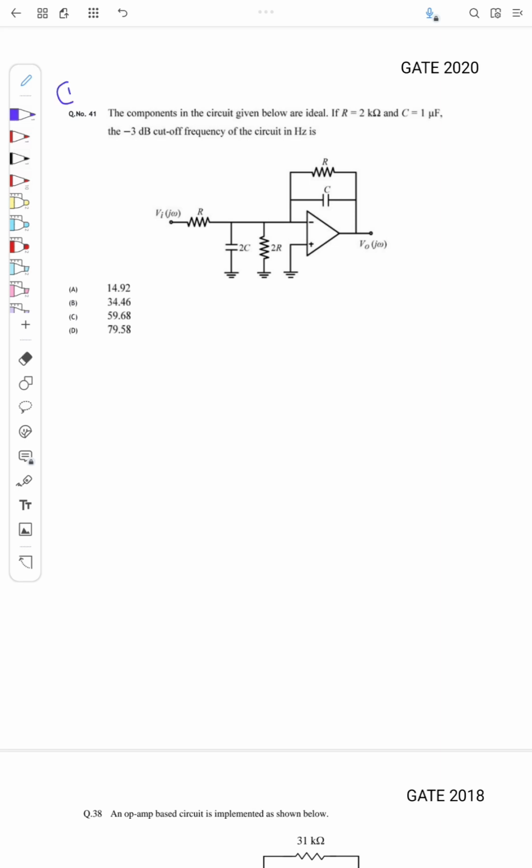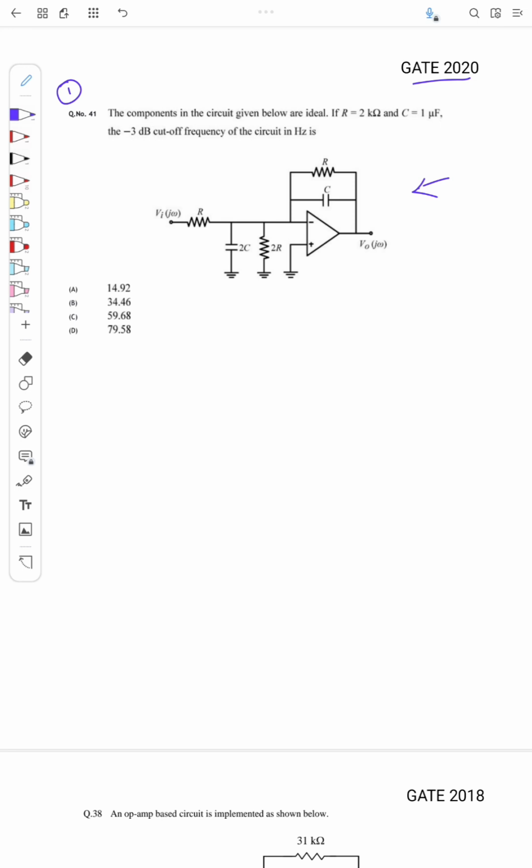So today this is the first question from GATE 2020. The question is, the components in the circuit given below are ideal. If R equals 2 kilo ohm and C equals 1 microfarad, the minus 3 dB cutoff frequency of the circuit in hertz is. So a filter is given here, and the question is to find the 3 dB cutoff frequency. Let us analyze the circuit and see what sort of filter it is.